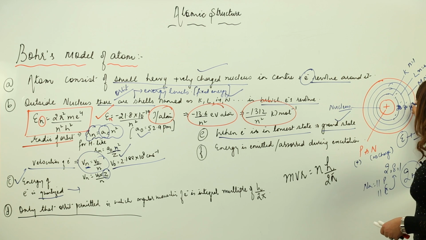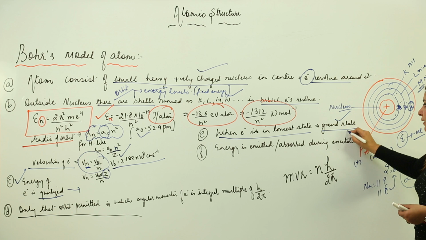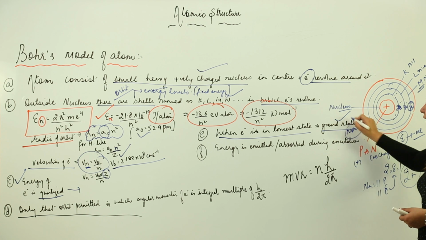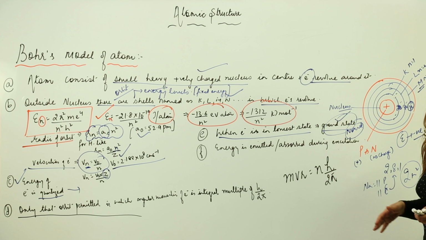Next, when the electron is in lowest state, that is called the ground state. Like this one electron, the ground state of this electron is the M shell. So you can say the initial state of the electron is called normal, or the ground state. And you know that whenever the electron is in ground state, it neither releases nor absorbs energy. So that means it is a stable state.